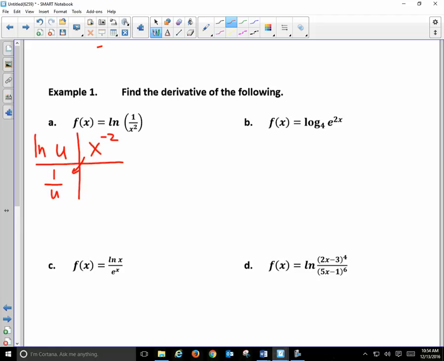1 over u. Say 1 over u. All right. Derivative of x to the negative 2.